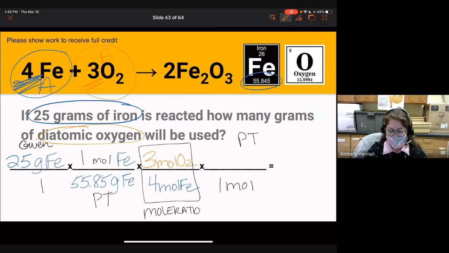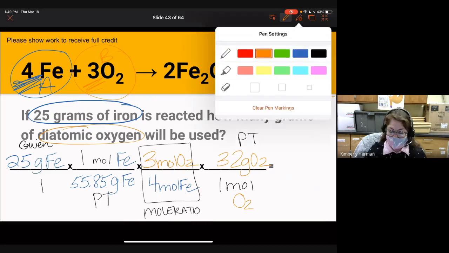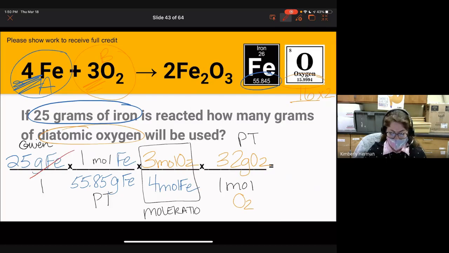In the mole ratio is the only spot where you'll have numbers for moles that aren't 1. And then we'll have to see and round that to 2 decimal places, which actually makes it 16. So for O2, 16 times 2 gives us 32 grams for this step. And so we made it to the end. So gram of Fe, mole of Fe, mole of Fe, mole of O2, mole of O2.